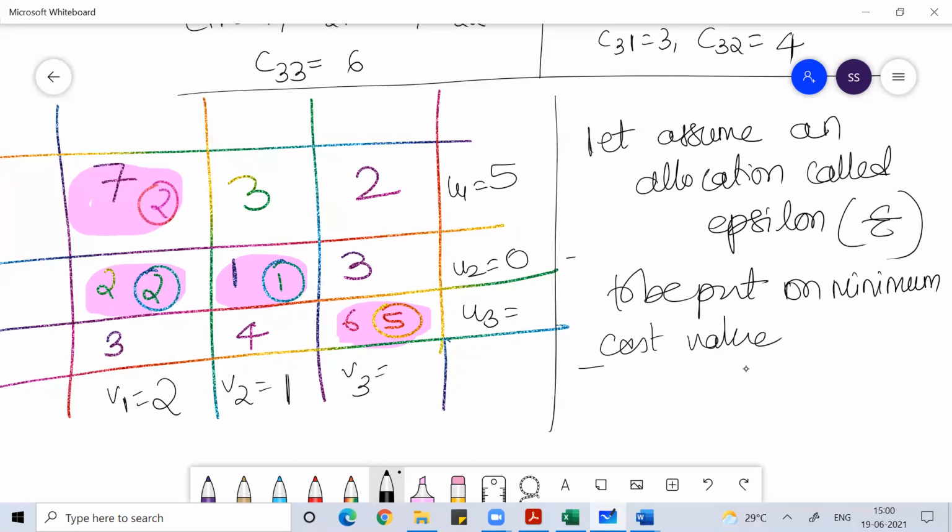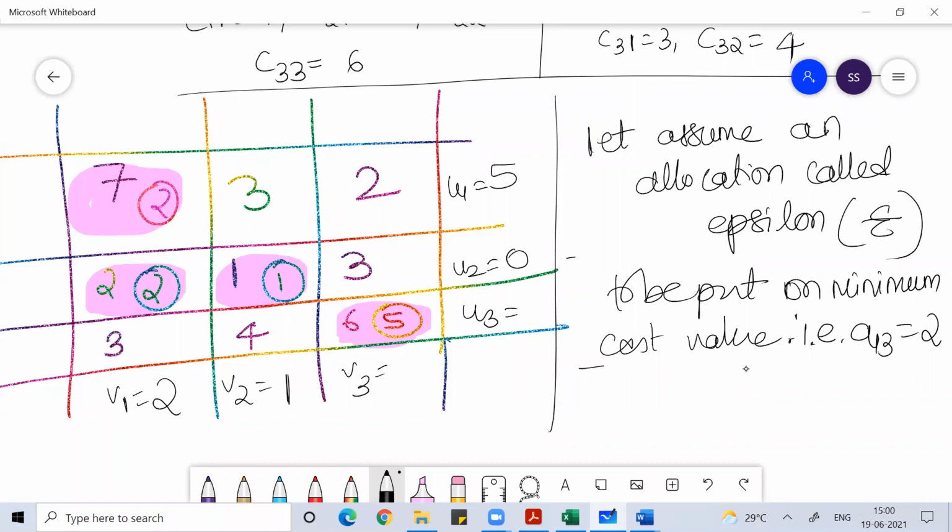What is the purpose of doing this? The purpose of doing this is to complete the allocation. Now you have to find the values of U1, U2, U3, V1, V2, V3, right? So what I'm trying to do, guys, is assume an allocation called epsilon, which I'm putting on the minimum cost value. That value is A13, which is 2.